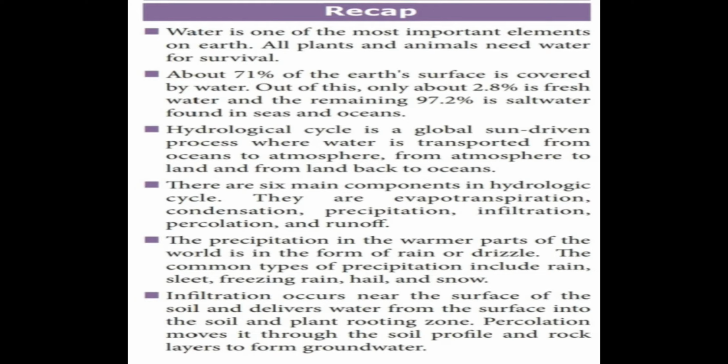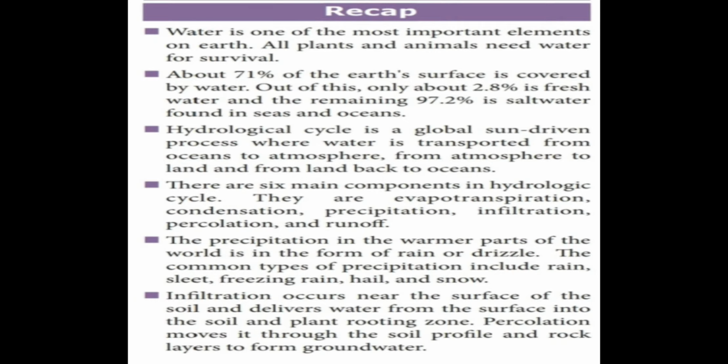Recap. We will just recap what we have seen in this lesson. Water is one of the most important elements on the earth, as we all know. All plants and animals need water for survival. About 71% of Earth's surface is covered by water. Out of this, only about 2.8% is fresh water and the remaining 97.2% is salt water found in seas and oceans.